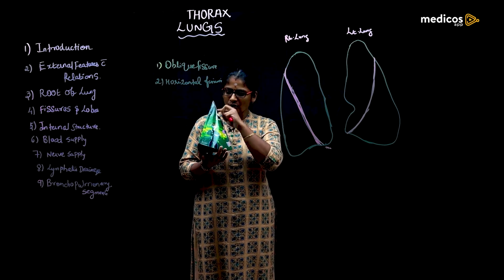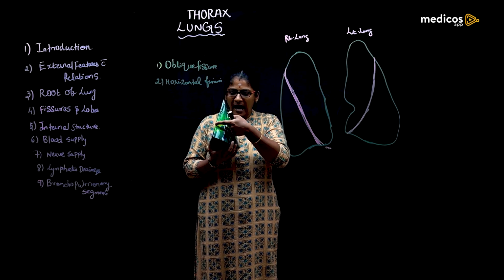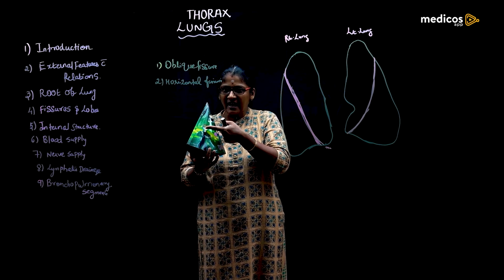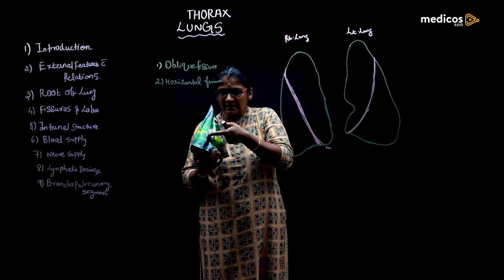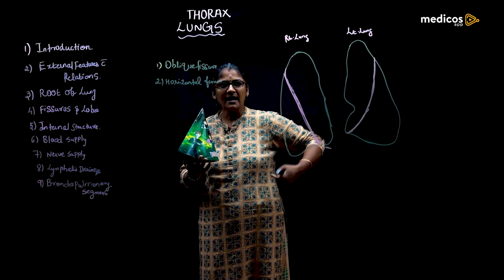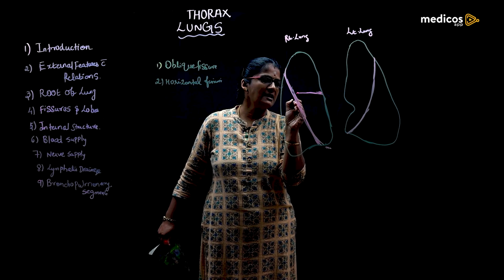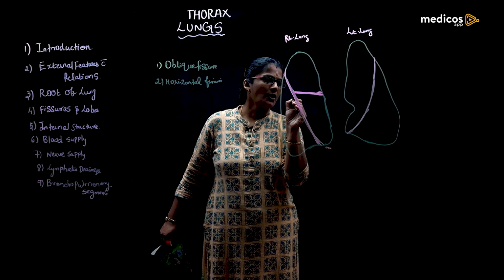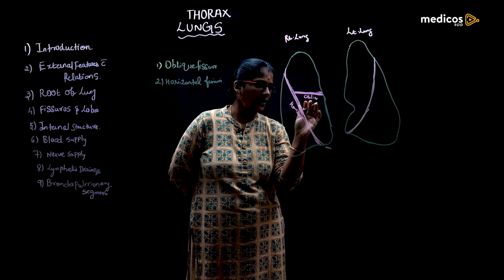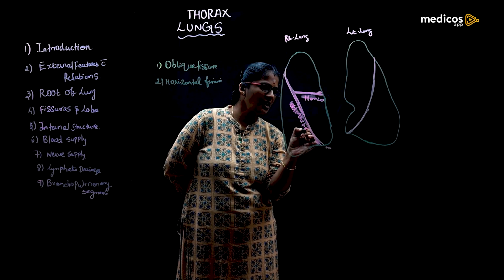We know that the oblique fissure will be coming like this. The horizontal fissure starts from the anterior border at the level of the fourth rib, travels backwards, and meets the oblique fissure at the mid-axillary line at the level of the fifth rib. So this one will be the horizontal fissure and this one will be the oblique fissure.